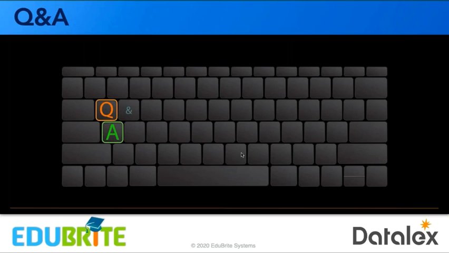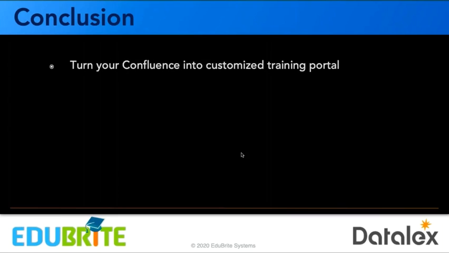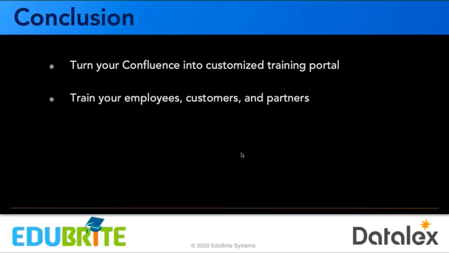So I am going towards the last couple of slides on the conclusion here. So let me just quickly go over this conclusion slide. What I spoke and what you have seen from Jeff essentially is that the EduBrite LMS platform and its Confluence integration allows you to turn your Confluence into a customized training portal, and that's what we have seen not only for employees but also for your customer partners, whosoever is using the EduBrite platform or whosoever is using the Confluence.